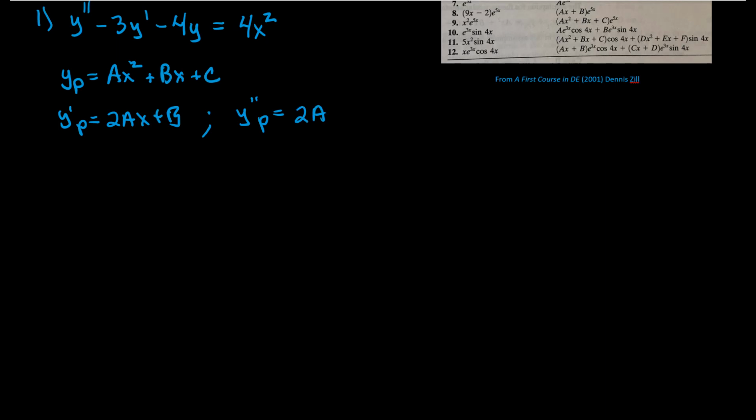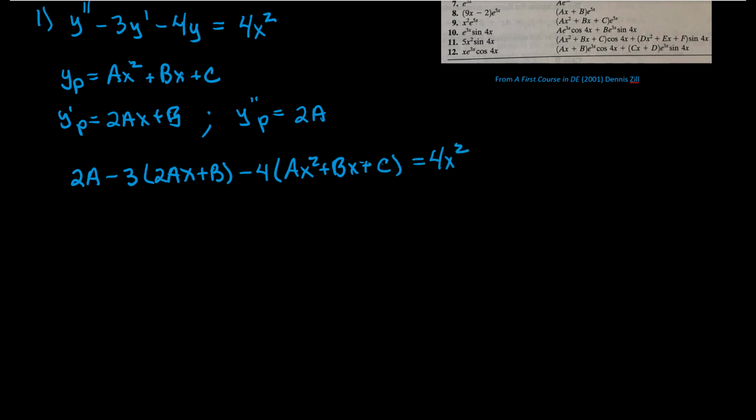All right, at this point, all we need to do is to substitute in our second derivative into the equation, and we're going to have 2a. Then we have minus 3 times the first derivative, which is going to be 2ax plus b. Then we're going to have minus 4 times the particular solution that we've proposed, ax squared plus bx plus c, and this is going to be equal to this 4x squared.